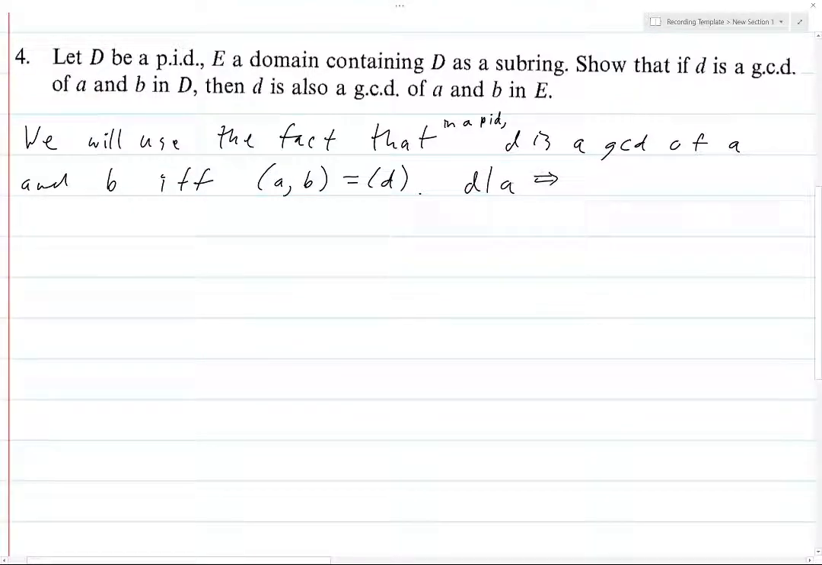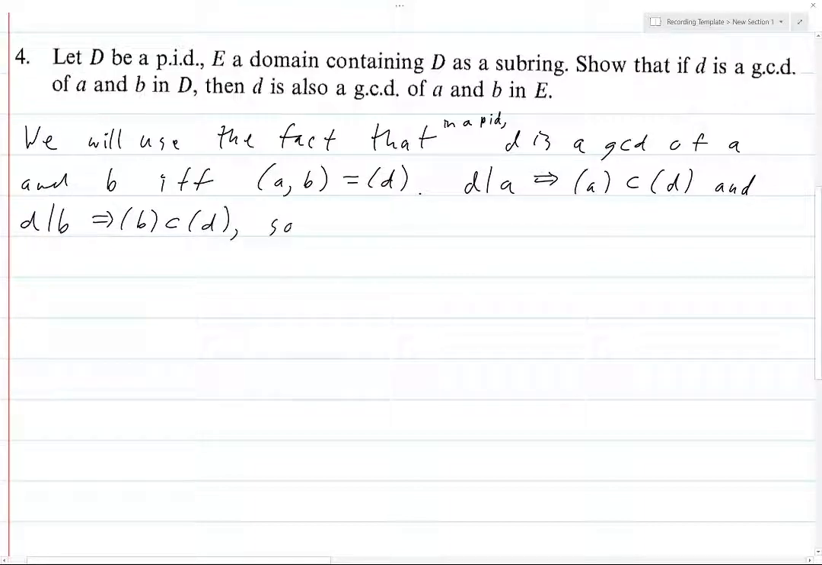So note that D is a GCD of A and B, so it's a divisor of A and B. So D divides A, which implies that the ideal generated by A is contained in the ideal generated by D. And likewise, D divides B implies that the ideal generated by B is a subset of the ideal generated by D. And so putting these together, the union of these two ideals is precisely the ideal generated by A and B.